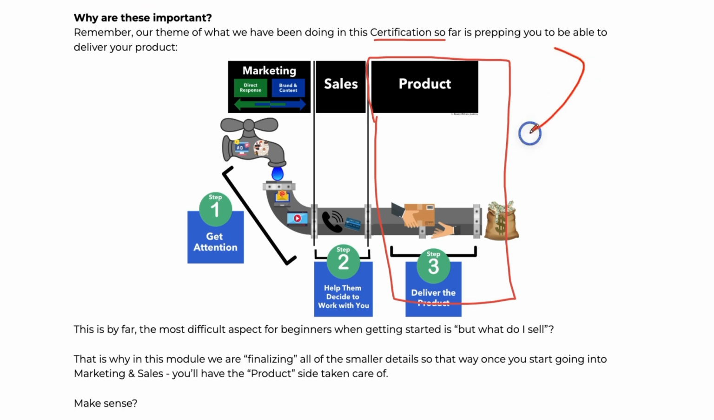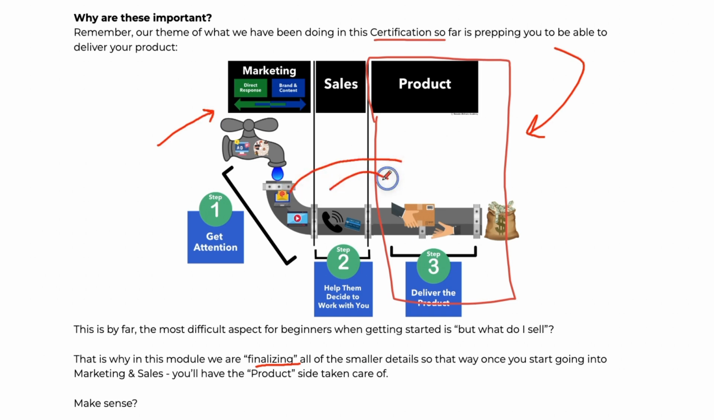That's what we're talking about when we talk about your product: answering that question in the certification. Okay, but what is it that I actually sell? How is it that I actually provide value? So when we talk about niching and pricing your program, we're finalizing all of the smaller details, so that once you actually get to focus on the marketing and the sales, this product side is kind of just taken care of.